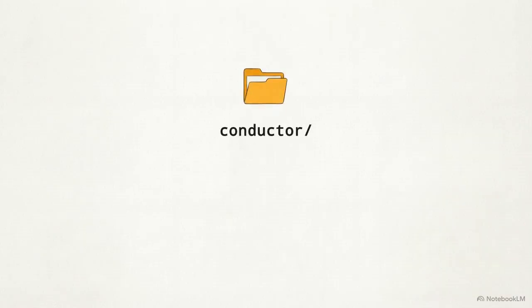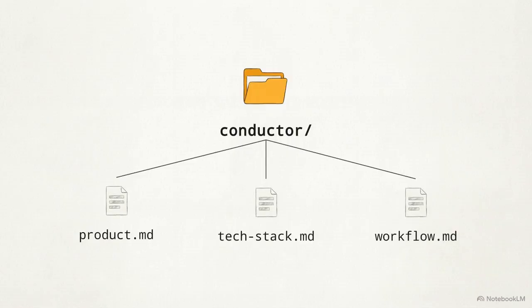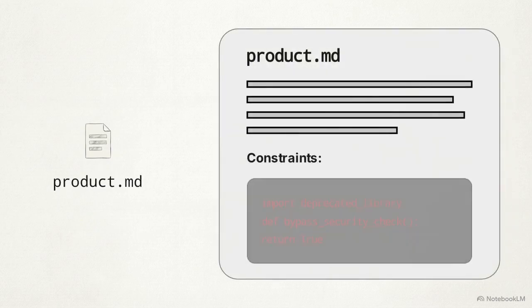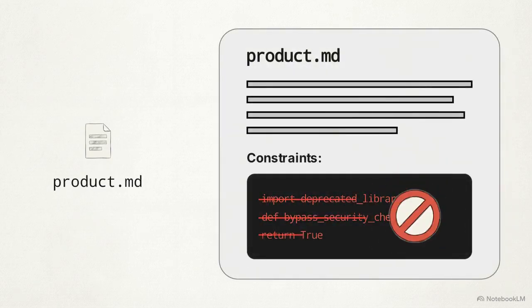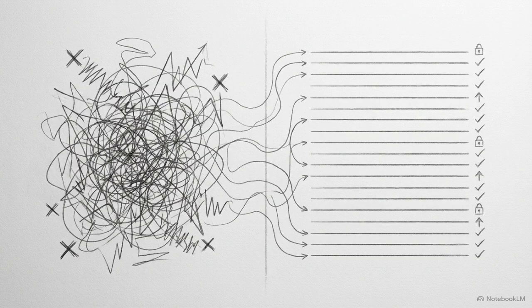Watch the directory. Conductor generates a folder containing your core memory, a product document, a tech stack file, and workflow rules. Inside the product guidelines, explicitly list actions the AI must avoid, like using deprecated libraries or bypassing security checks. Restricting the AI's options through these negative constraints creates a rigid logic gate, which results in more stable analytical code than a list of broad positive permissions.